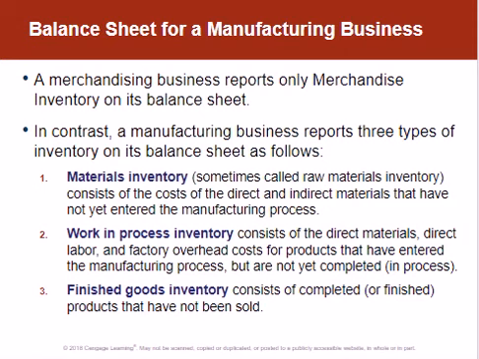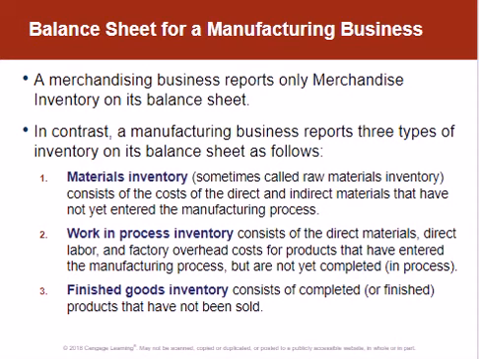Materials inventory is sometimes called raw materials inventory. It consists of the cost of direct and indirect materials that have not yet entered into the manufacturing process. So if you think of baking a cake, it would be all the ingredients needed in order to make a cake.